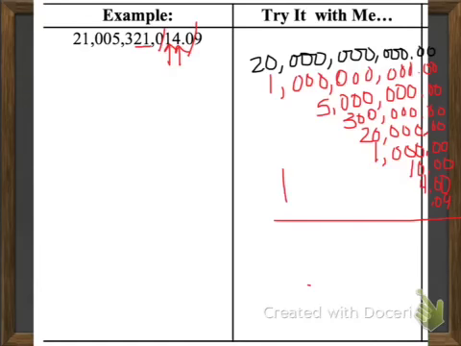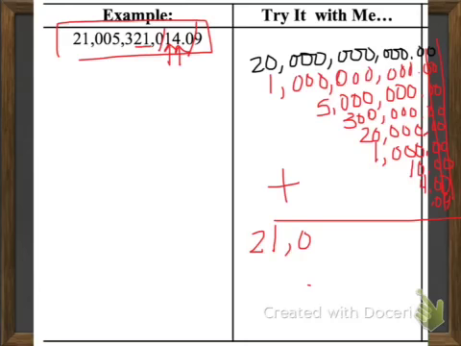To check your answer, you could add it up. And when you add it up, make sure everything is lining up. And you should end up with the original number when you add it up. So you should end up with 21 billion, 5,321,014 and 9 hundredths when you add that up. And that's expanded notation when you sum the value of the digits.